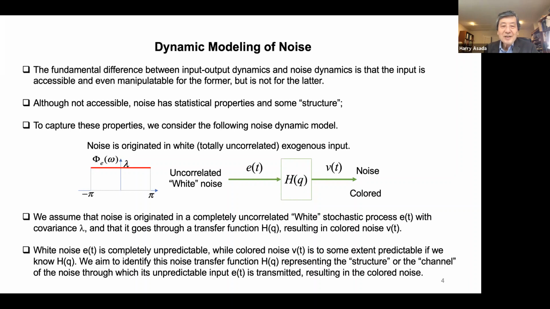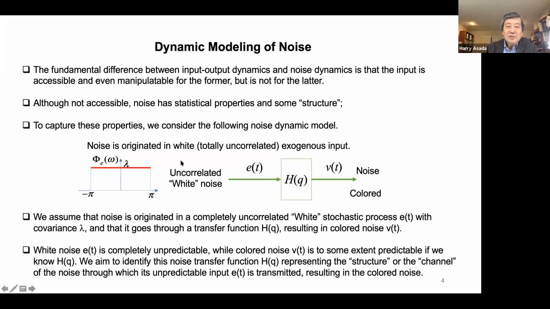And then the noise is basically a random process, right? So, shall we give up? No, that's something that we can do. Although the noise is not directly accessible, the noise has some statistical properties and some structure. And this last part, the structure, is something that we would like to identify. So to capture these properties, in particular structure, we consider the following noise dynamic model.